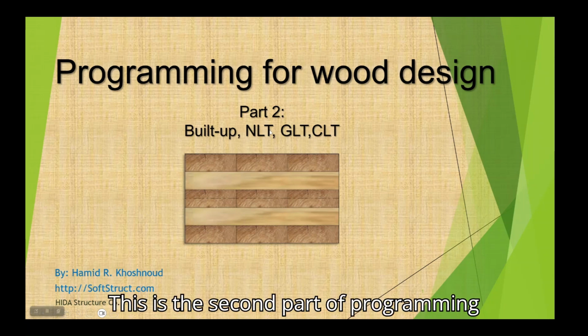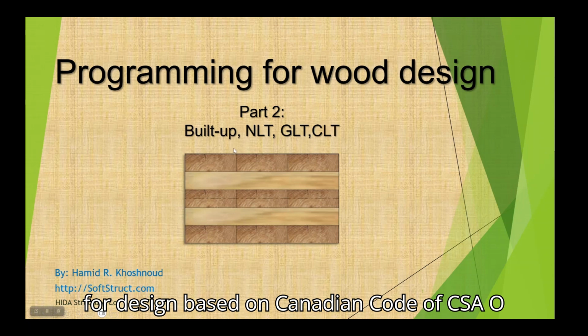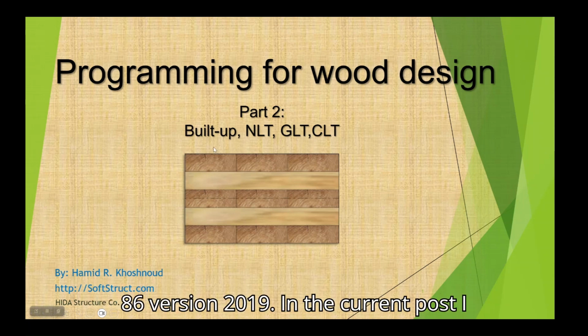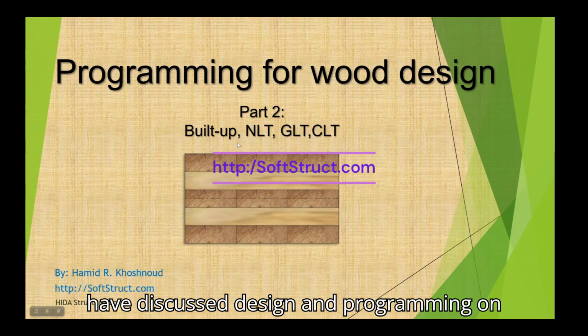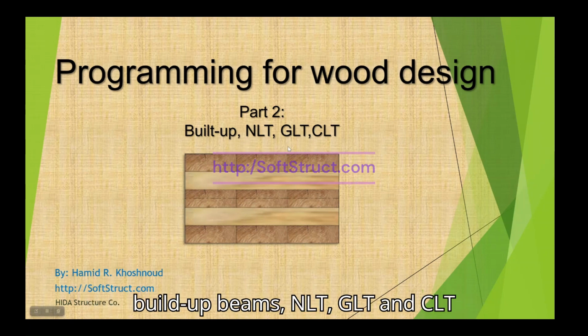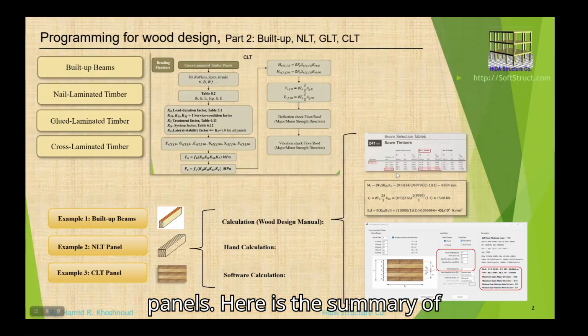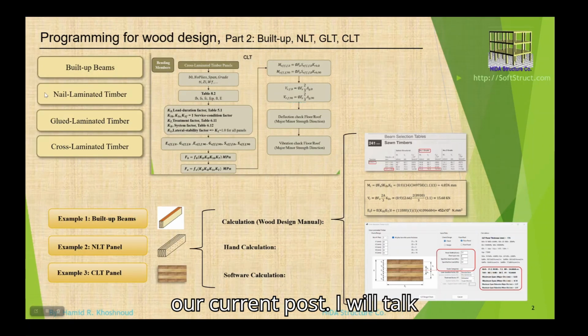This is the second part of programming for wood design based on Canadian Code CSA O86 version 2019. In the current post, I have discussed design and programming of built-up beams, NLT, GLT, and CLT panels. Here is the summary of our current post.